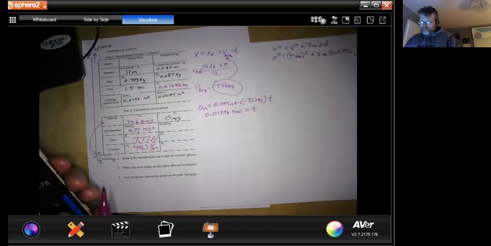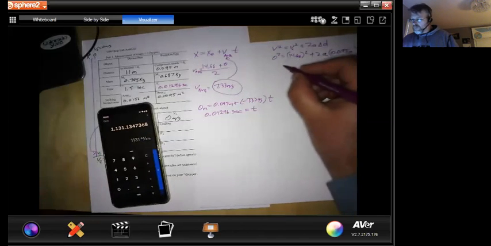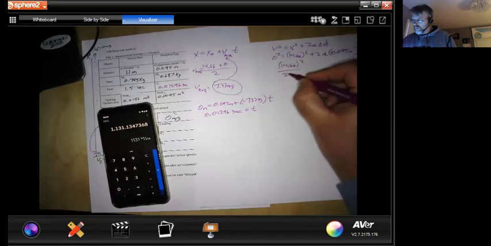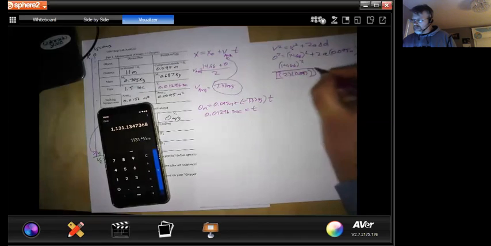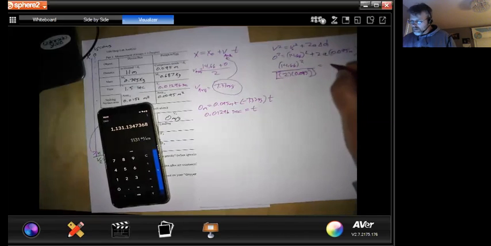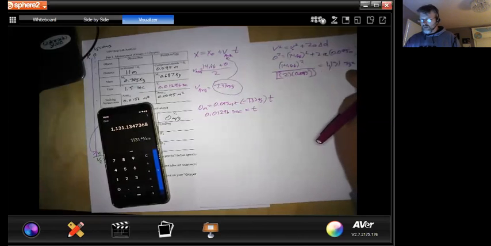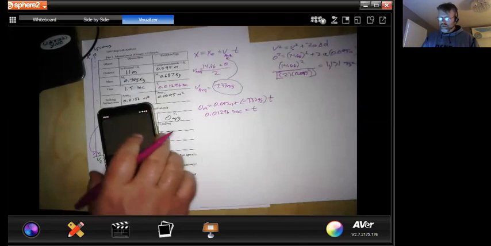Divide by 2 and divide both sides by 0.095. Remember when you do this, make sure that's in parentheses, so you're dividing by all those numbers. Okay, a very big number. All right, so that is one way we could solve it.